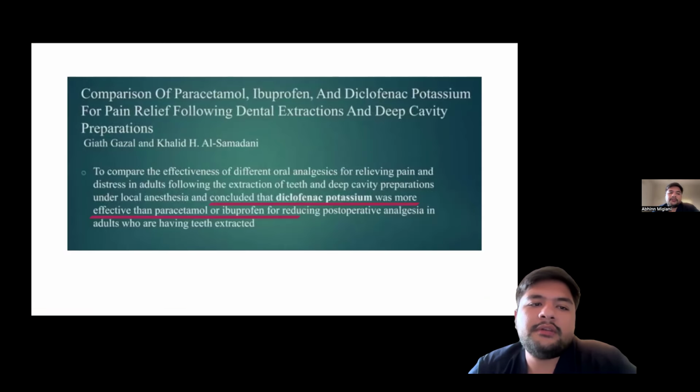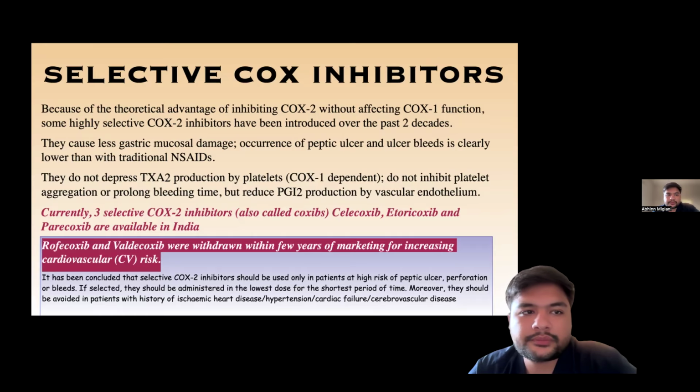So there is an article which compares paracetamol, ibuprofen, and diclofenac for pain relief following dental extraction and deep cavity preparations. It aimed to compare the effectiveness of different oral analgesics for relieving pain and distress in adults following the extraction of teeth and deep cavity preparations under local anesthesia, and concluded that diclofenac potassium was more effective than paracetamol or ibuprofen for reducing post-operative pain in adults who are having teeth extracted.